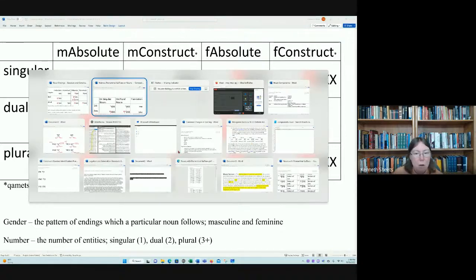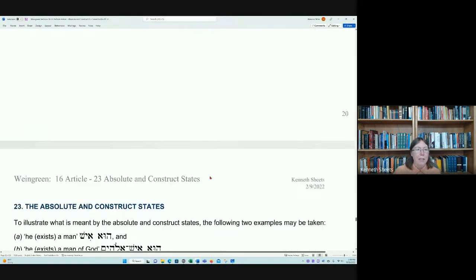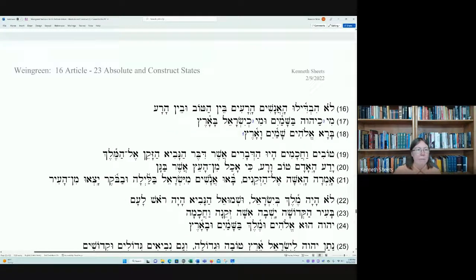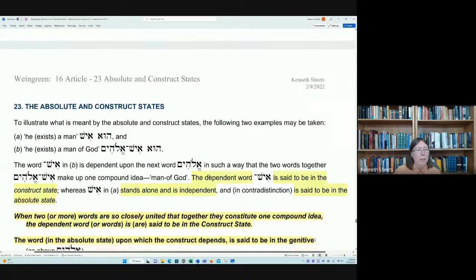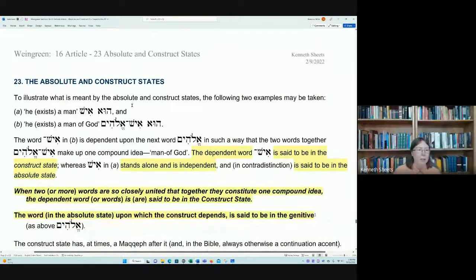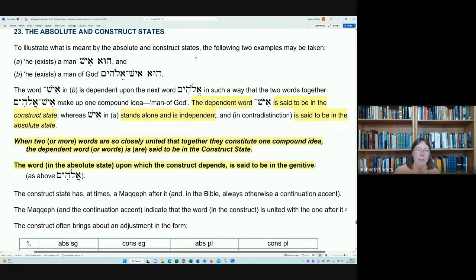Now, let's come back over to our textbook here in wine green and see exactly what all of this is talking about. So thus, let's come back up here to where we do have the construct. So the absolute and construct states. To illustrate what is meant by the absolute and construct states, the following two examples may be taken.